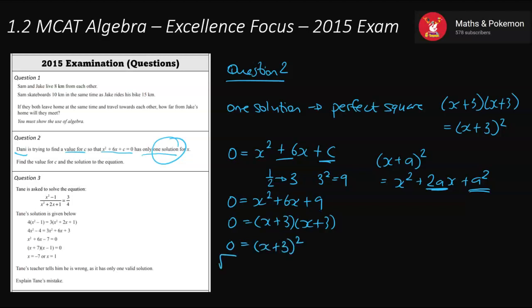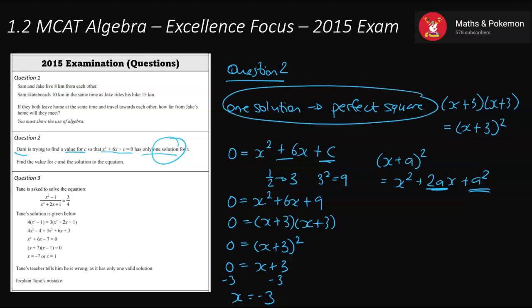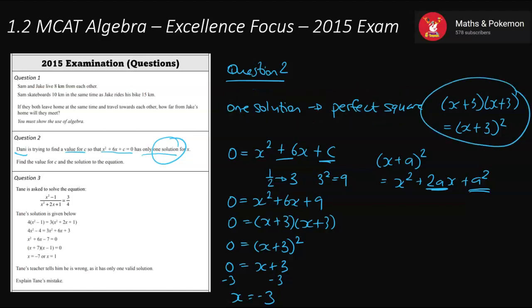If I square root 0, that's going to become 0, so we're going to get rid of the square. So 0 equals x plus 3. And to finish off my answer, I'm going to go minus 3, minus 3. So x is equal to minus 3. So fairly straightforward question if you got this one solution, perfect square trick. And I did think it was quite funny that by chance the example I gave you ended up being most of the working.